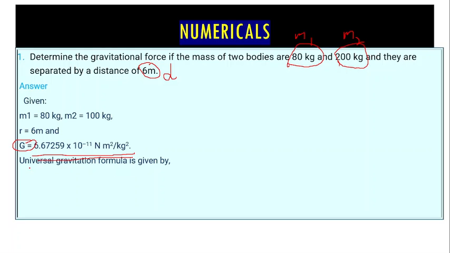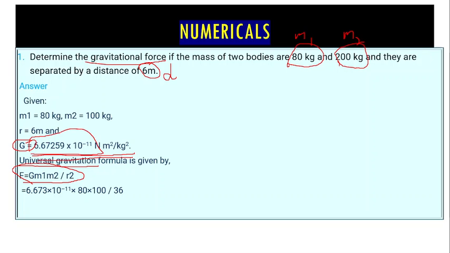Then by using the universal law, because they asked for the gravitational force, the formula is the universal gravitation formula. This is the formula of it. Now the solution. We know this is the constant, and we write here the constant value, the mass 1, the mass 2, and this is the distance.